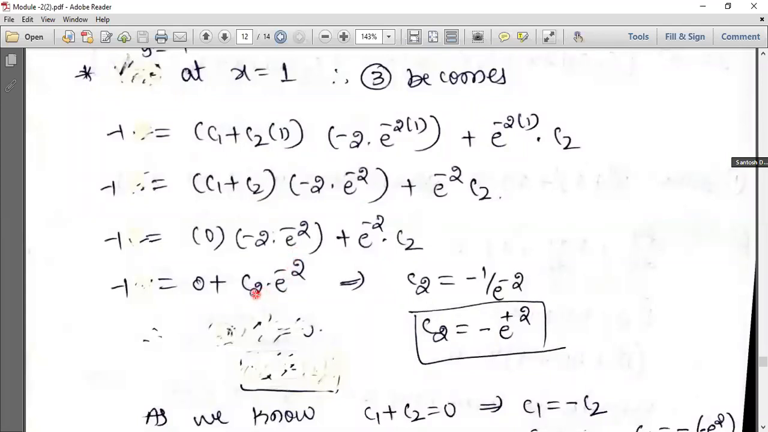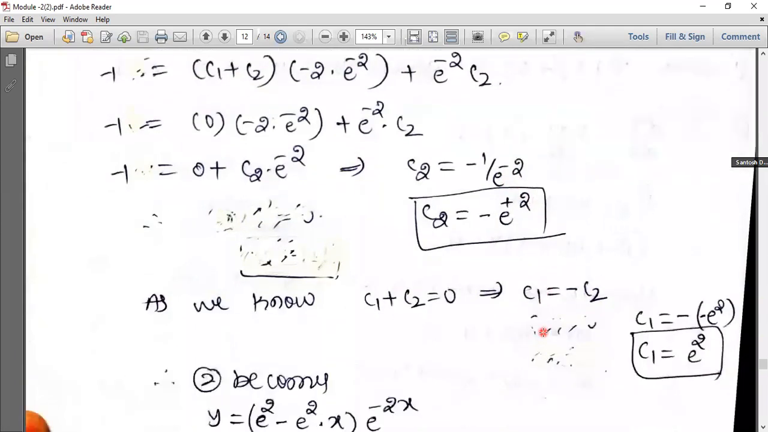Therefore, I'm interested in getting the value of C2. So C2 is equal to minus 1 upon e raised to minus 2, because this will be shifting to this side. This e raised to minus 2, if it goes to the numerator, becomes e raised to plus 2. So C2 is minus e raised to plus 2.